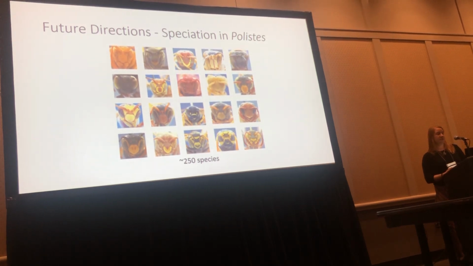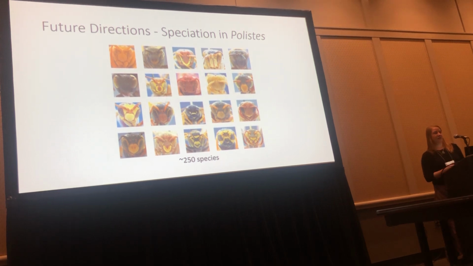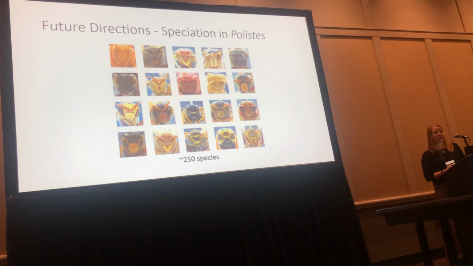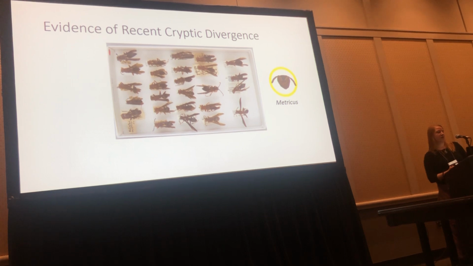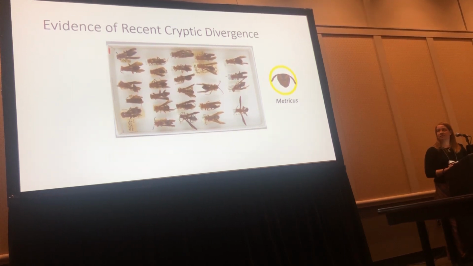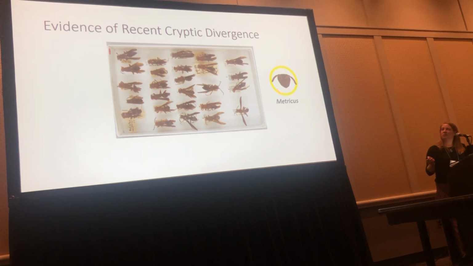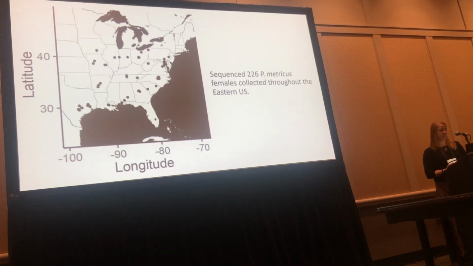So in general, speciation in Polistes is, I think, a really cool system that I would love to talk with anybody about later. They're an incredibly diverse, colorful group. But instead I'm going to tell you about a cryptic divergence project that I'm also working on in Polistes metricus. This is a representative sample of pinned specimens from a museum in the species.